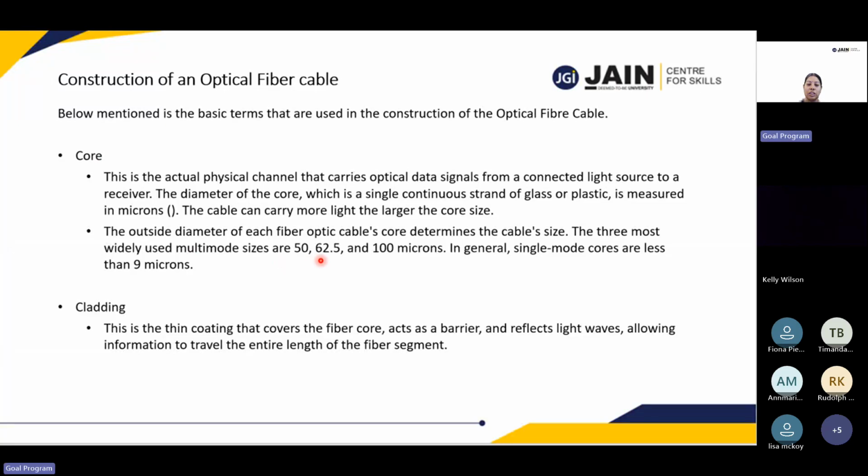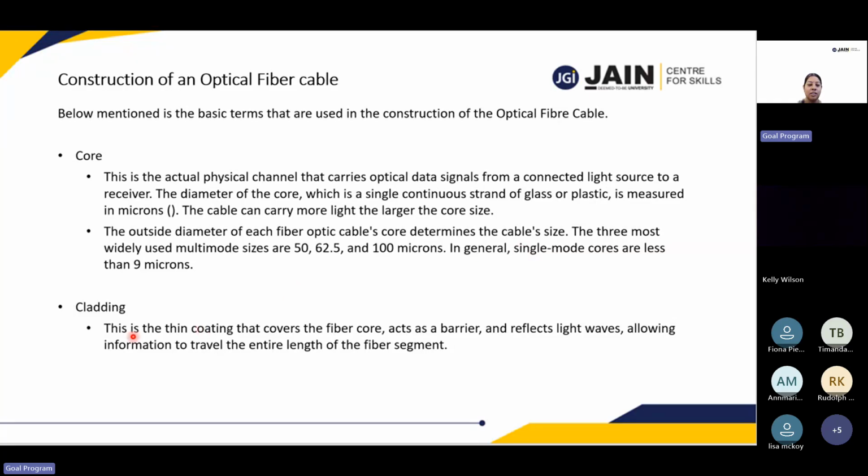50, 62.5 and 100 microns. In terms of microns, we have to measure. That's the reason you can see 50, 62.5 and 100 microns. In general, single mode cores are less than 9 microns. So single mode, which is used for the large distance communication, has cores of less than 9 microns.